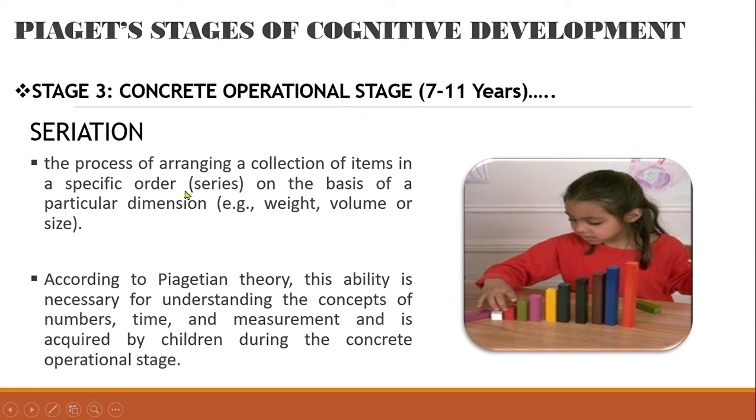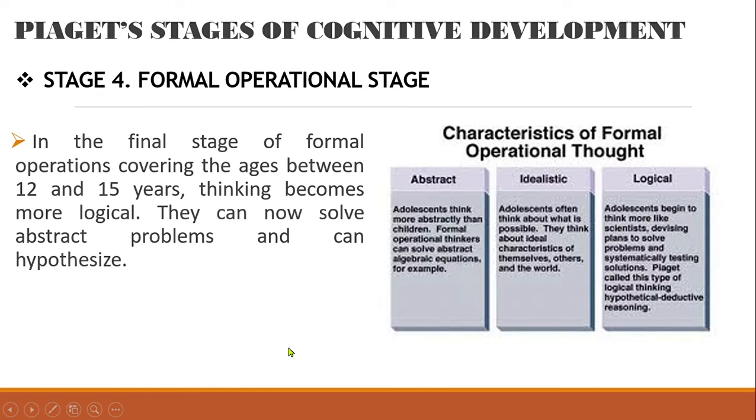So seriation is the process of arranging a collection of items in a specific order or in series on the basis of a particular dimension, weight, volume, or size. According to Piaget's theory, this ability is necessary for understanding the concepts of numbers, time, and measurement, and is acquired by children during the concrete operational stage.